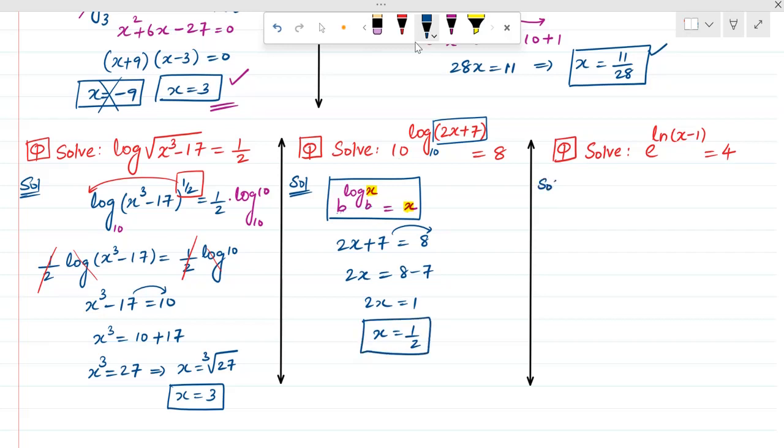Now the next one follows the same rule, but here it is given as ln. So ln is nothing but log base e. As per this property, the power and the base must be the same, so all things will be cancelled. The only remaining term is x minus 1 equals 4. Since it is a linear equation, solve it. Move the 1 to the other side, and x equals 5.